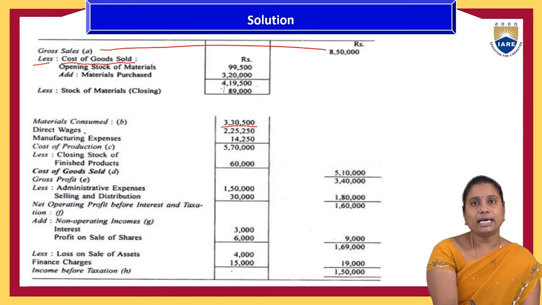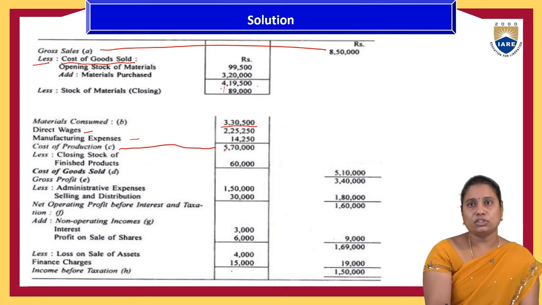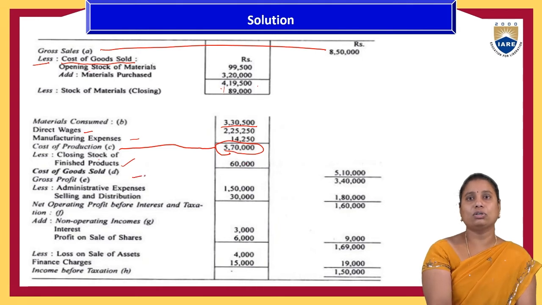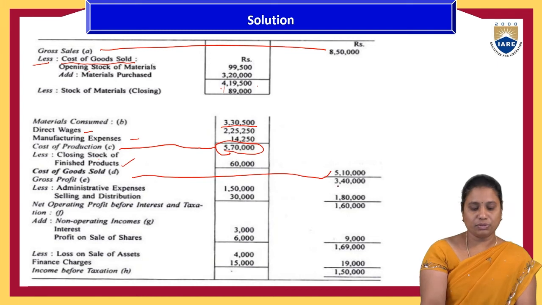For this, if we add the direct wages as well as the manufacturing expenses, we get the cost of production, 5,70,000. From this, if we subtract the closing stock of the finished goods worth 60,000, then we get the cost of goods sold by the organization, 5,10,000.